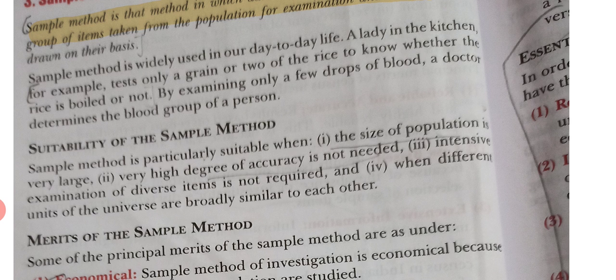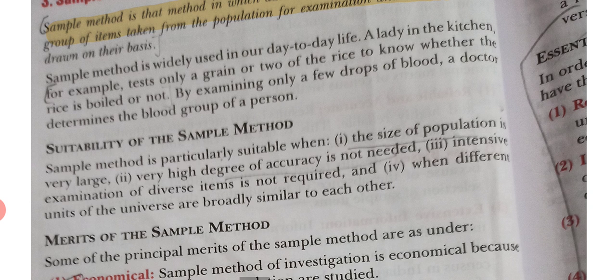Suitability of the sample method. Sample method is suitable when the size of the population is very large. When the population is very large, so many items are there that each and every item cannot be investigated, then sample method is suitable. We can select a few items out of the total population or universe, get the information from those items, and draw conclusions on the basis of that information.